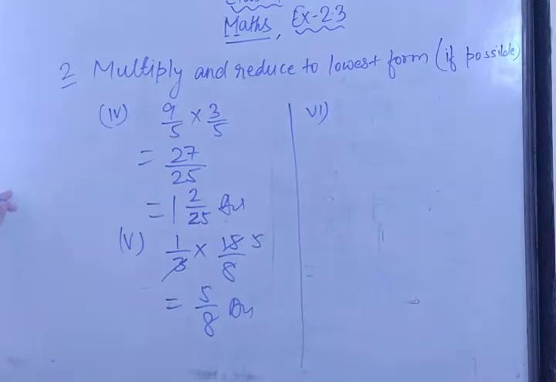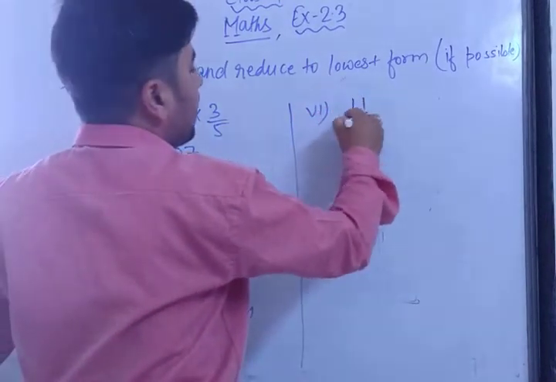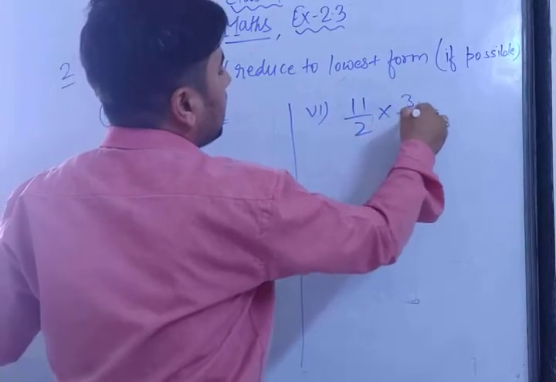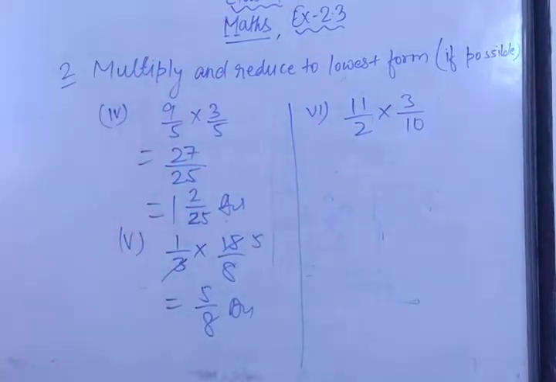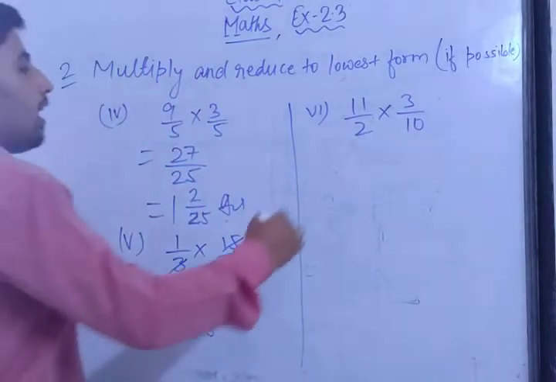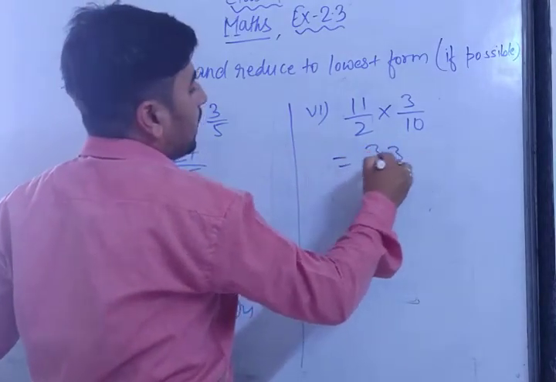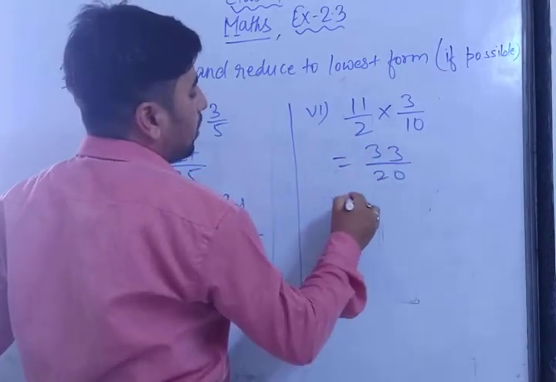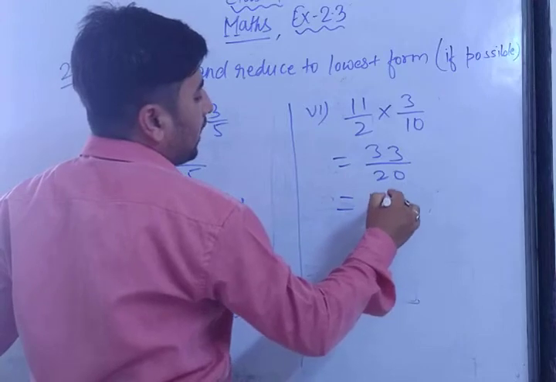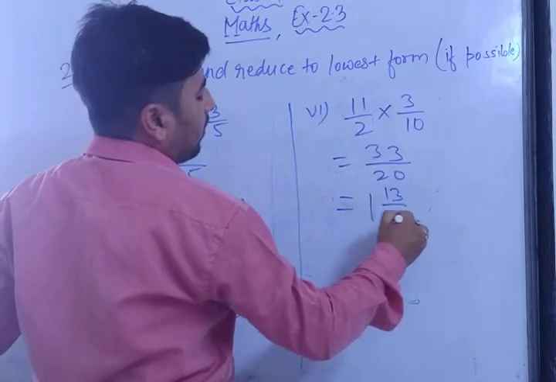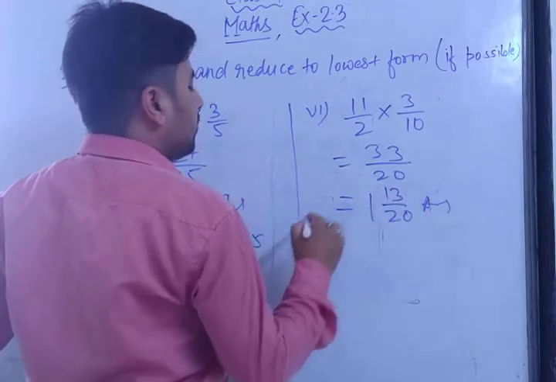Question number 6 is 11 by 2 into 3 by 10. 11 by 2 into 3 by 10. Is there any reducible term? No. 11 3s are 33. 2 10s are 20. If you want to convert this, 1 20s are 20, remainder 13. This is your mixed form.